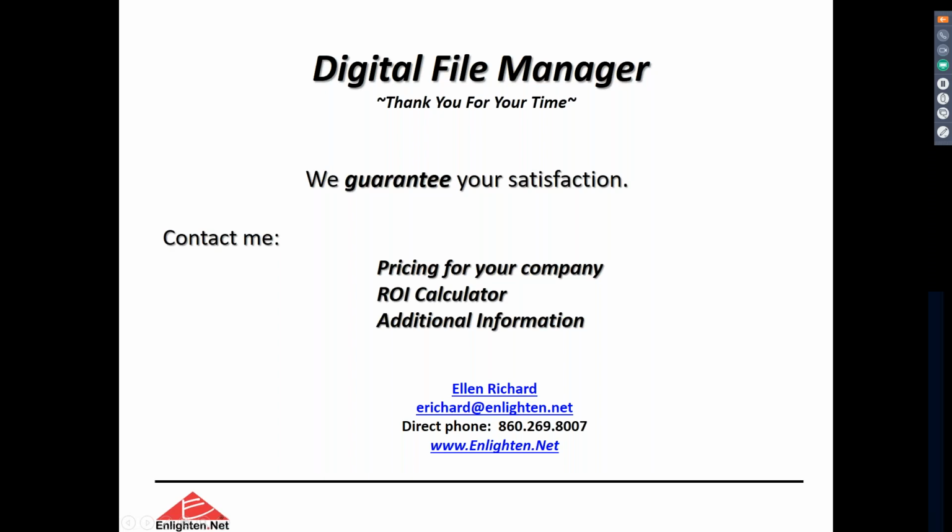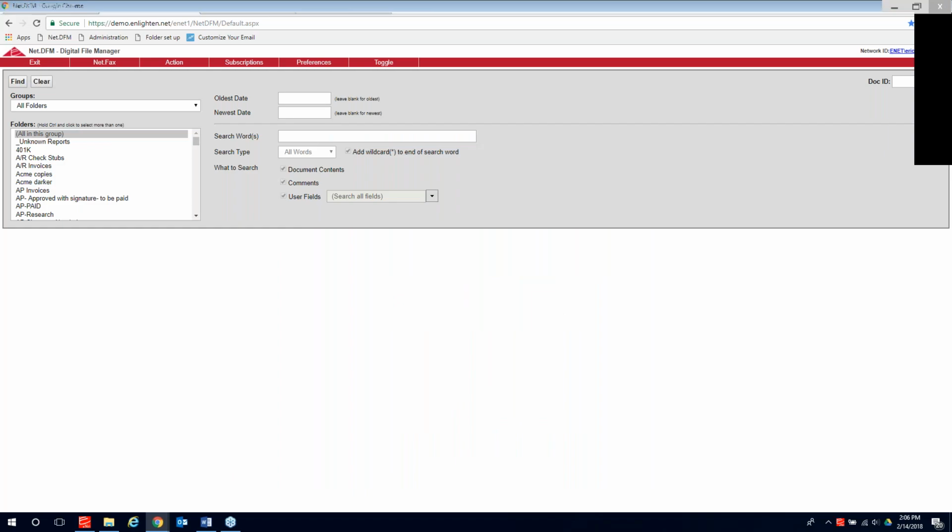Okay. Well, there's 4 ways to get documents into the Digital File Manager. You can print into it. You can scan into it. We can capture and automatically route faxes into it, as well as emails. But no matter which way the documents get in, we take them and turn them into fully searchable PDFs. We automatically index all of the text on the document, which gives you the ability to bring back any document by any text within the document.